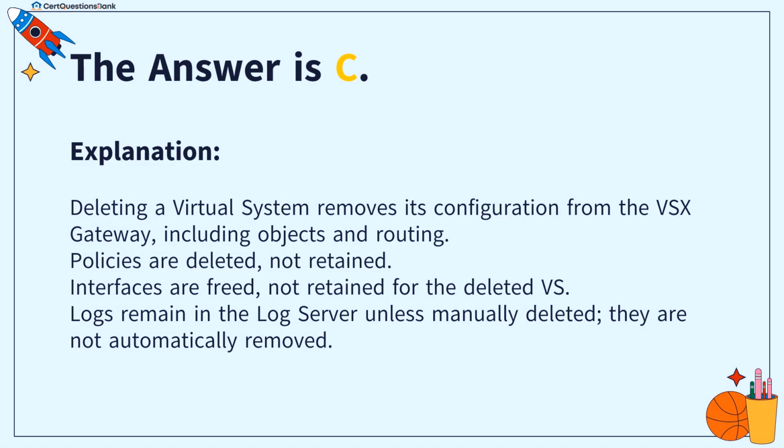The answer is C. Deleting a virtual system removes its configuration from the VSX gateway, including objects and routing. Policies are deleted, not retained. Interfaces are freed, not retained for the deleted VS. Logs remain in the log server unless manually deleted. They are not automatically removed.